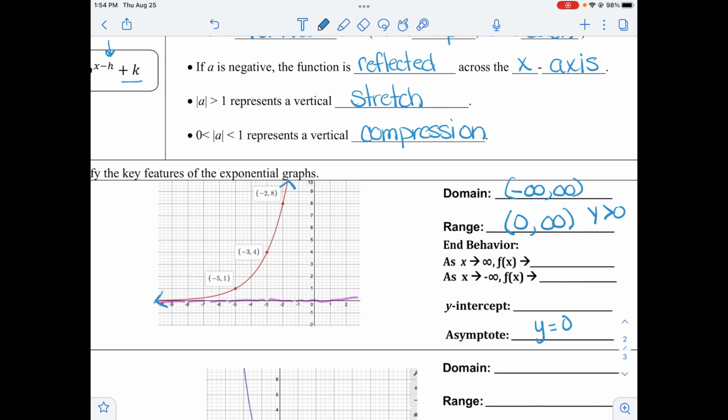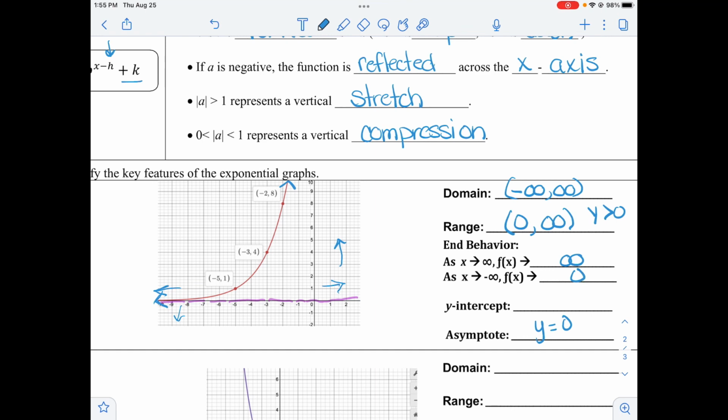Now, with our end behavior, we have as x approaches positive infinity, so that's moving this direction. So we're going that direction, and we want to know what is happening to the value of the y's. Well, the y's are going up, so they're doing positive infinity. When it's approaching negative infinity, what is happening to the y's? Well, they are going as close as they can, but they're getting to 0, and then they're stopping. They can't go any further that way, so they're getting to 0.